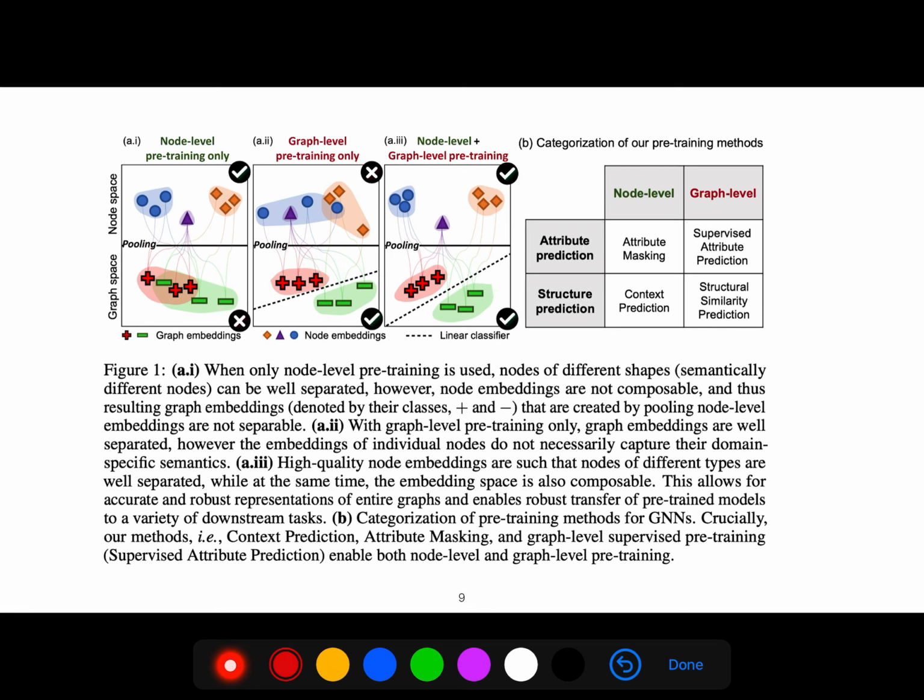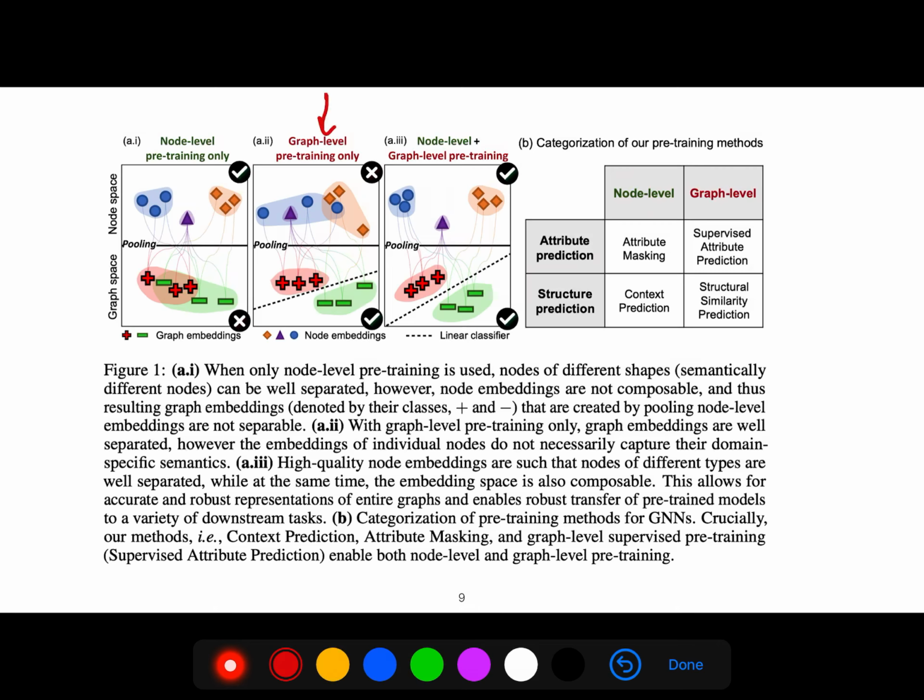In this figure, you see that when only node-level pre-training is used, nodes of different shapes can be well separated. However, node embeddings are not composable, and thus graph embeddings that are created by pooling node-level embeddings are not separable.